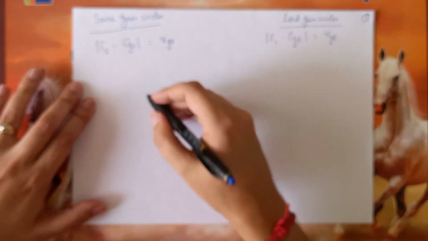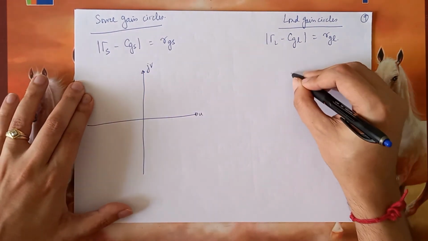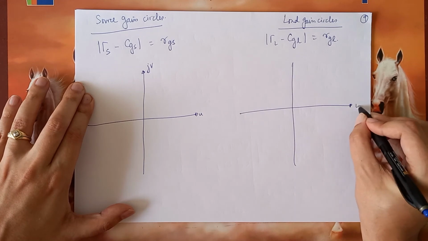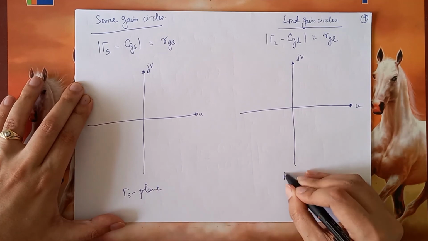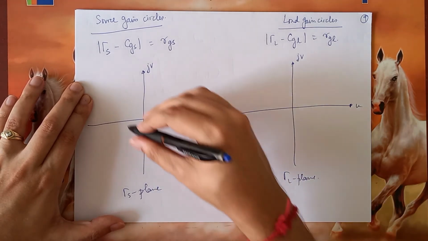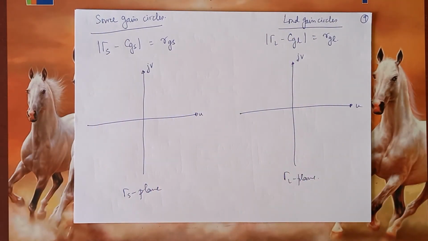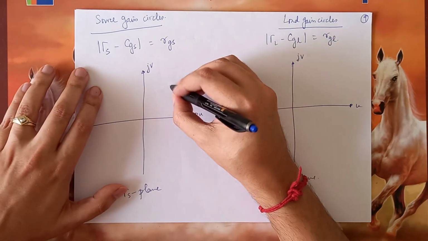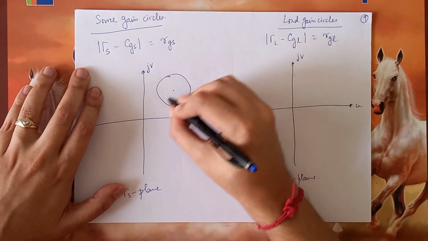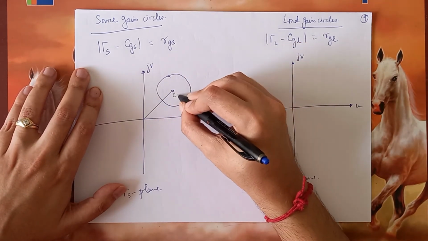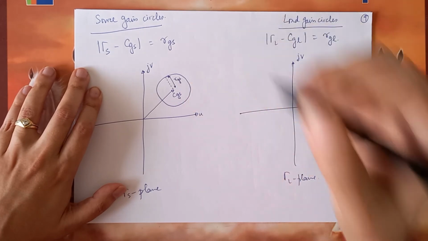So now we have to construct the Cartesian axis, jV and U. This is the Γ_S plane. This is the Γ_L plane. Whether or not you draw the Smith chart, that's a different thing. You will get one circle whose center with respect to the origin will be C_GS and the radius will be R_GS.